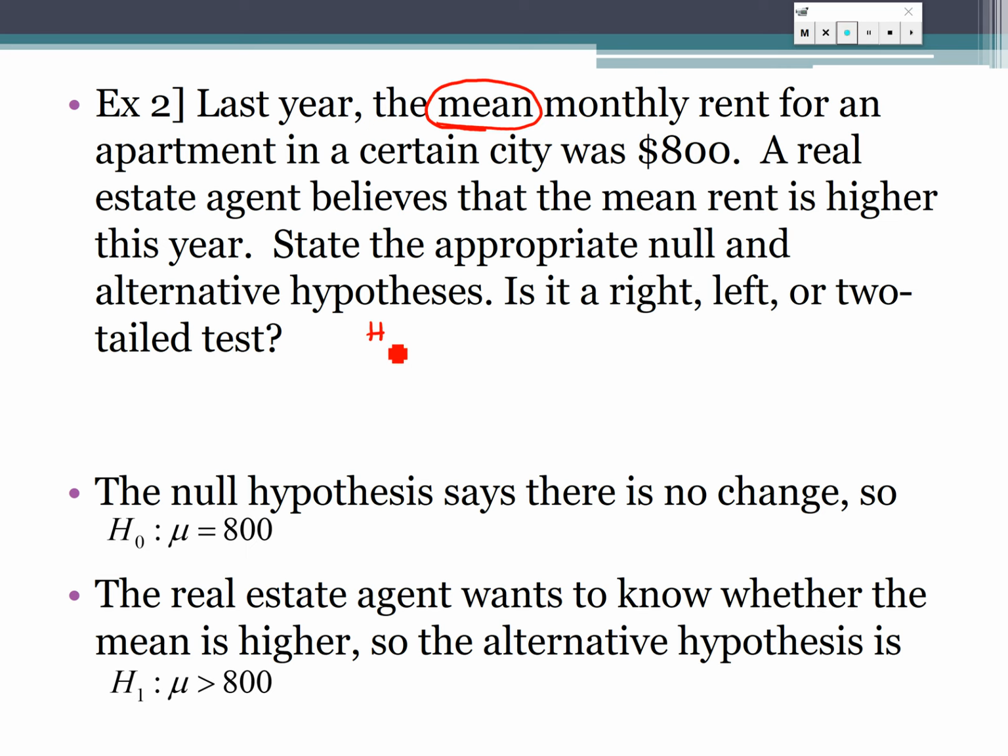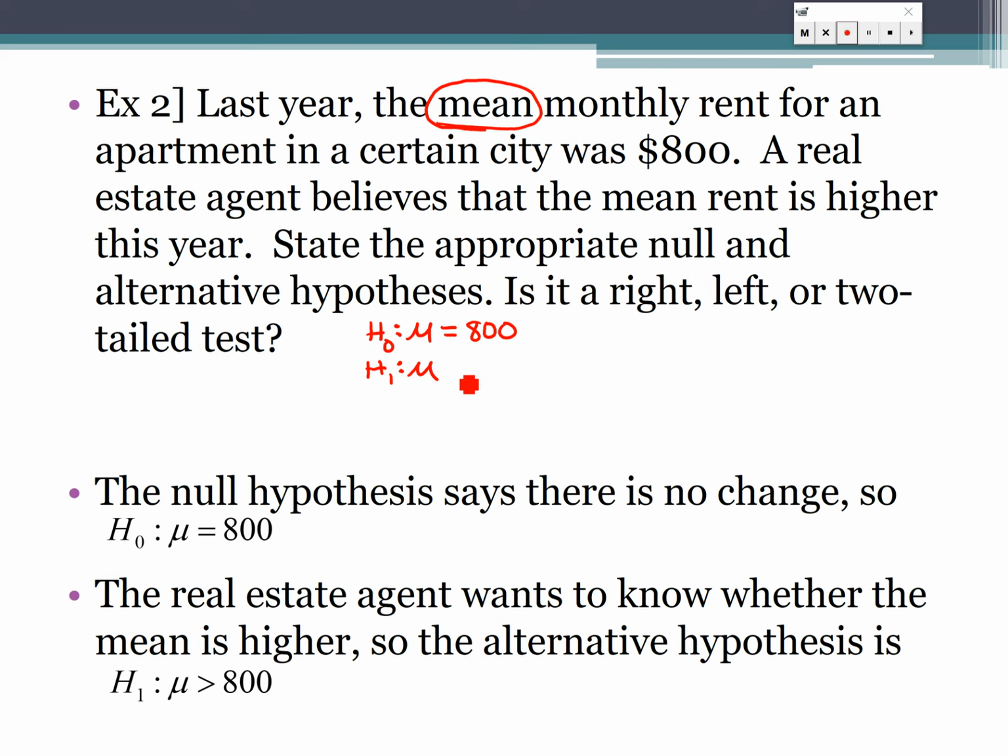Here we go. So at the very least, I'm hoping you could get that far. You've got the symbols for the null and the alternative hypothesis, and we know we're dealing with the mean, so we're going to have a mu there. The null hypothesis is always going to contain the equal sign, and we're looking at $800 for our mean this time. If the mean rent is higher, which inequality symbol is going to work for that?